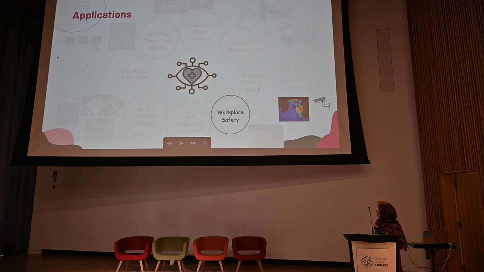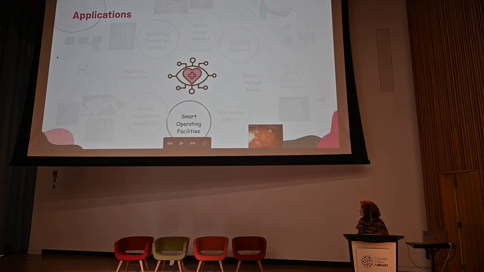Next is workplace safety. So computer vision can help assess potential incidents and alert relevant authorities when needed. Also, the computer vision surveillance system can track if staff use appropriate equipment and procedures.